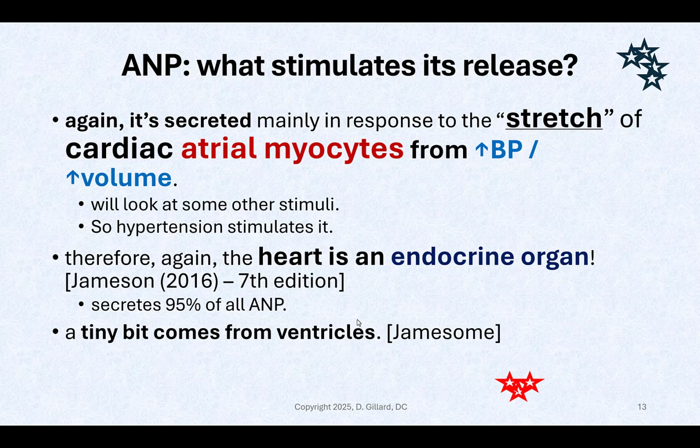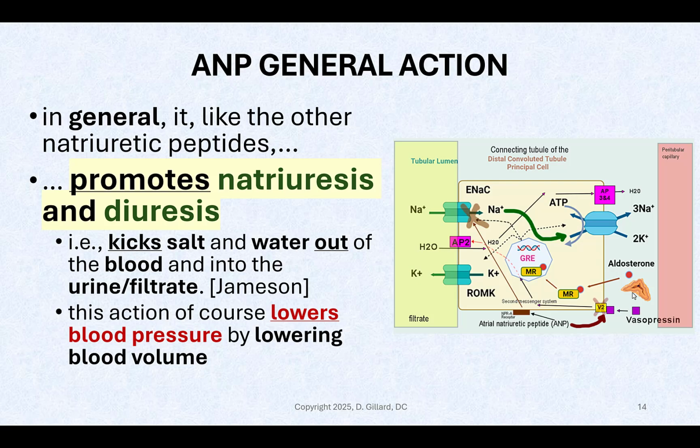Okay, so yeah, the heart is our main pump in our body that keeps us alive, but it also acts as an endocrine organ, or an endocrine gland, you could even say. It secretes 95% of all the ANP, so a little bit comes from the ventricles, and in the brain they think they might have found a little bit, but by far the lion's share comes from the atria. That's why it got the name atrial natriuretic peptide.